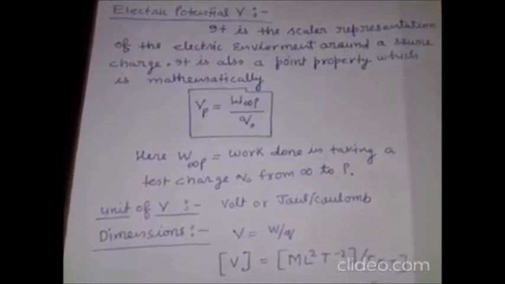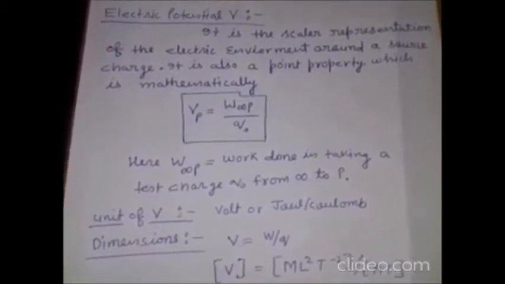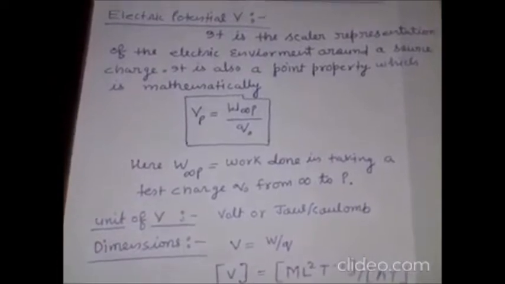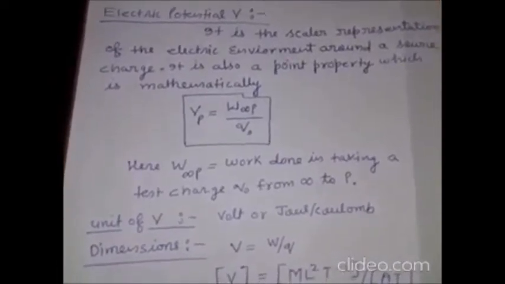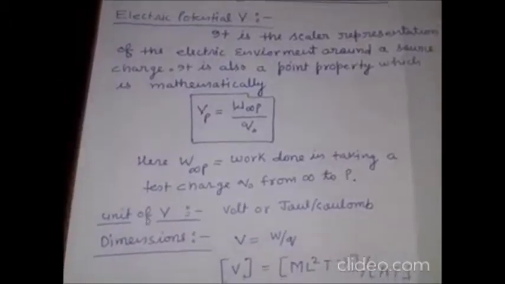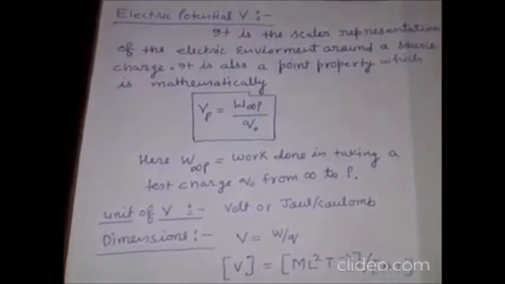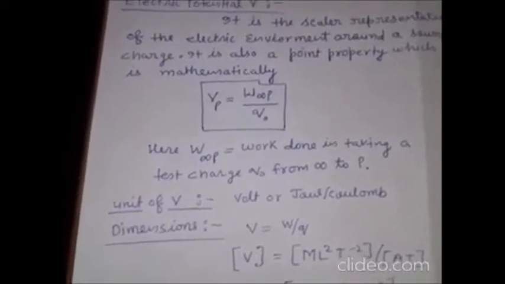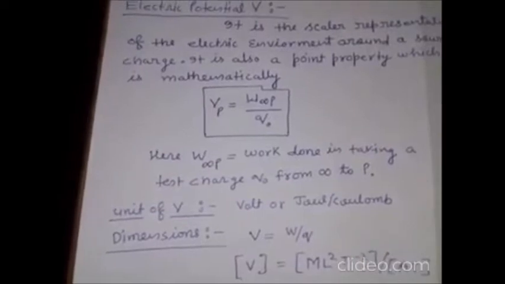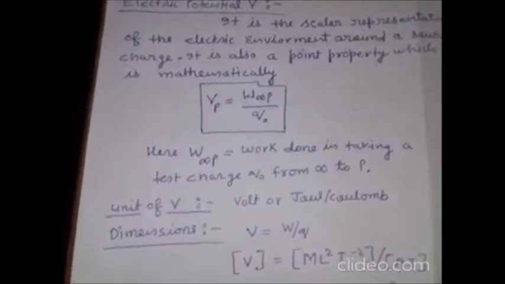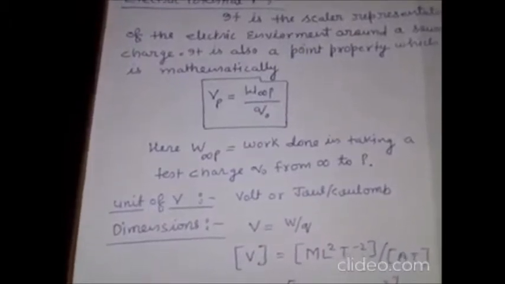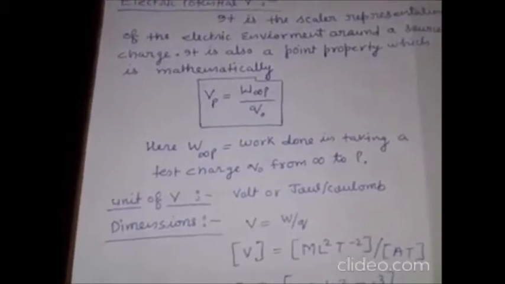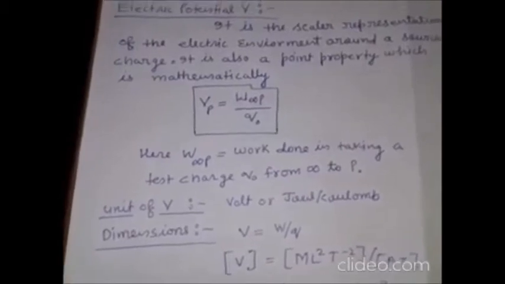Okay, so what we did, if we wish to calculate the electric potential at any point P, we have to bring our test charge Q naught from infinity to point P. We will calculate the work done in taking Q naught from infinity to point P, whereas to calculate the electric field we simply put the Q naught at the point P and calculate the force experienced by the Q naught, and then we divide this force by the magnitude of Q naught. We get the electric field intensity.